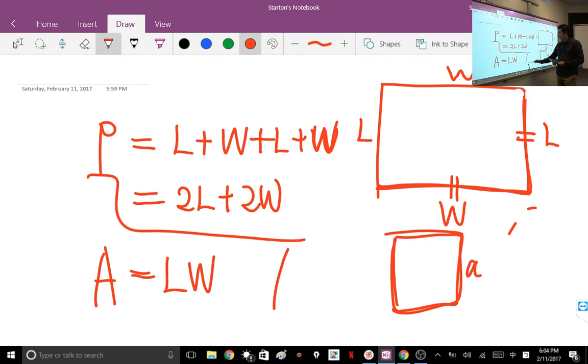The area equals A times A, the length times the width. But because they are exactly the same, we can also write it A squared. And just like I said, A squared is an expression too. So this is exactly the equation for the area of a square. Any questions for this?